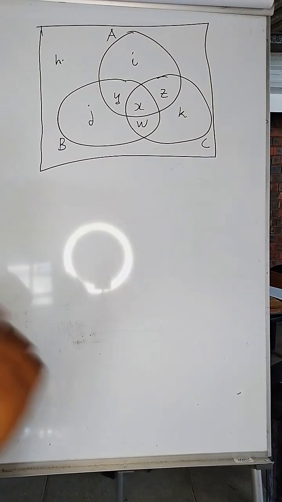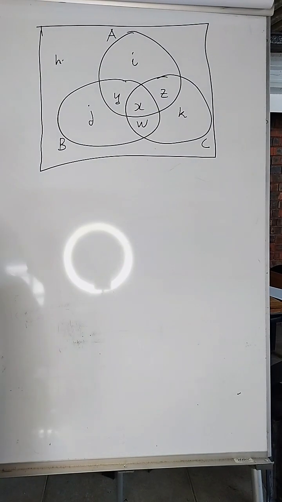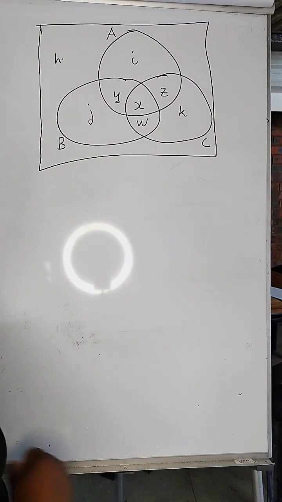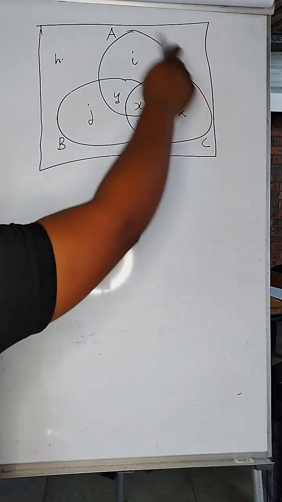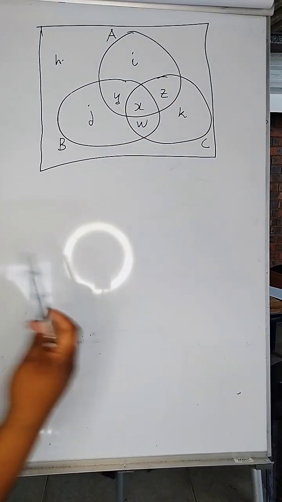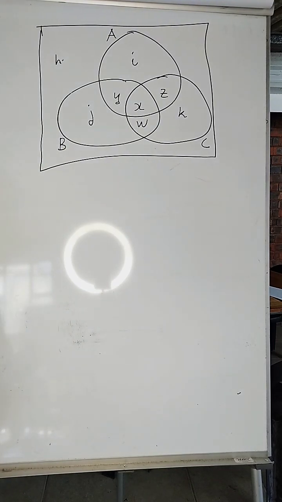Now we are continuing with our probability lesson. Now we are on grade 11 Venn diagram, okay? In Venn diagram, now we have three events. We have event A, event B, and event C, okay? Now let's deal with these. Number one, we are going to look at their inequalities, okay?